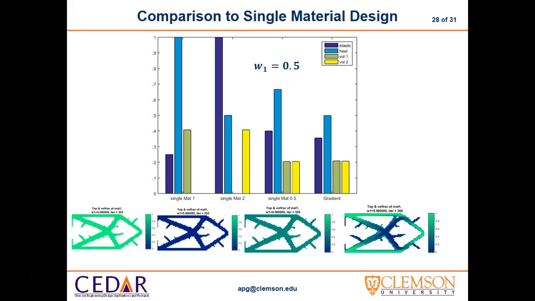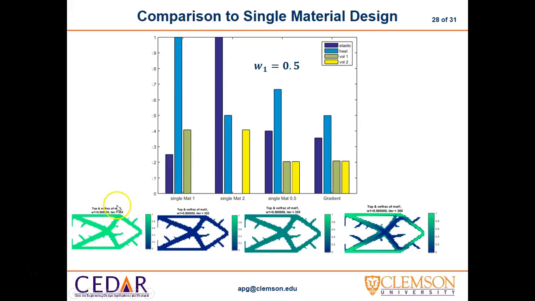So ultimately the question is, does this gradient material design actually perform better than a single material design? Because that's really what we're interested in. Can we achieve high performance parts with the gradient material? So in this case, I did a comparison of single material designs to the gradient material design.